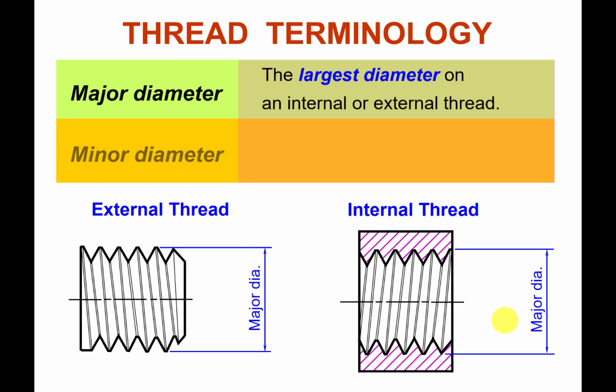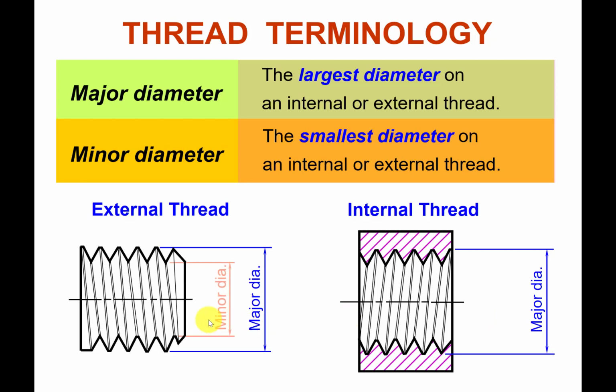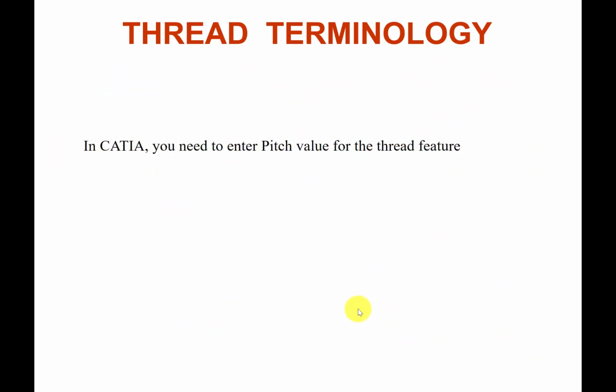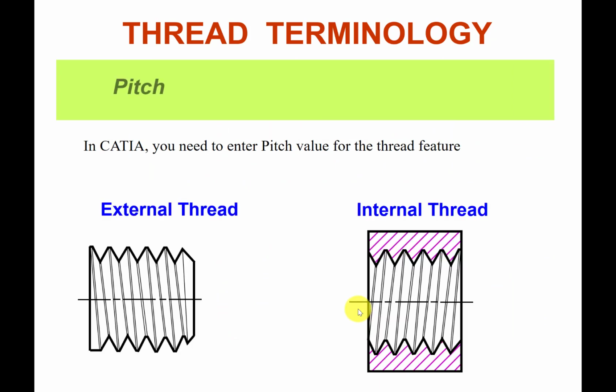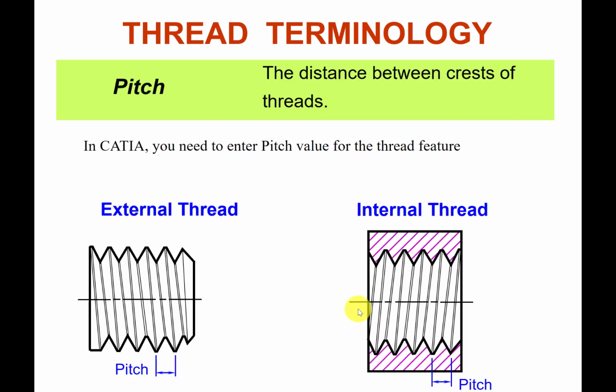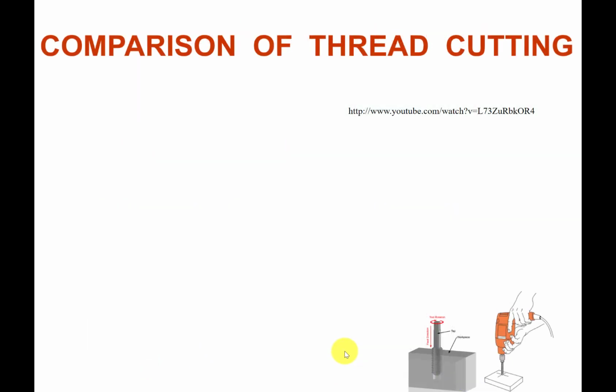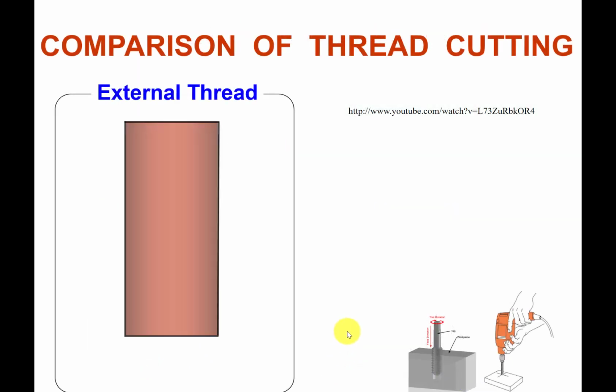Major diameter is the largest diameter on internal or external thread. Minor diameter is the smallest diameter. Pitch is the distance between crests of the thread, which is normally not given. You have to do the calculation.